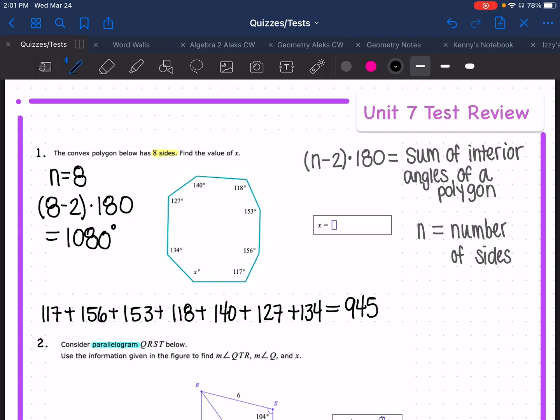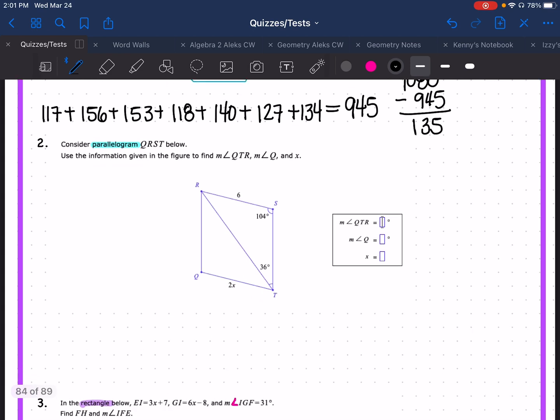To find angle X, I'm going to take my sum, 1080, and I'm going to subtract the 945 that I got. When I do that, I get 135. This is my answer for X.